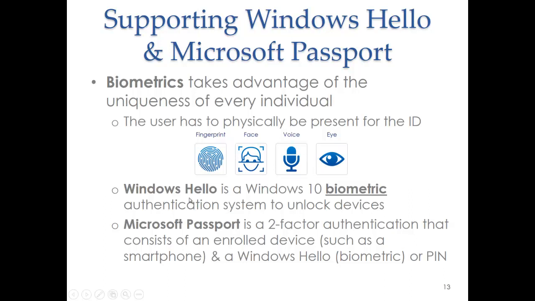Windows Hello is a Windows 10 biometric authentication system to unlock devices. So if you want to use that, basically if you just had a camera built into your laptop with Windows 10, you could use facial recognition or a microphone for voice. Microsoft Passport is a two-factor authentication that consists of an enrolled device, such as a smartphone, and a Windows Hello biometric or PIN.